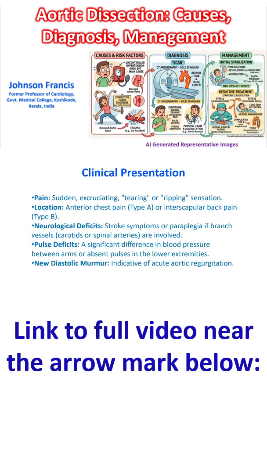The classic presentation is often described as sudden, excruciating pain, with a tearing or ripping sensation. Location is anterior chest pain in type A or interscapular back pain in type B. Neurological deficits, stroke symptoms, or paraplegia may occur if branch vessels are occluded, either the carotids or spinal arteries. Pulse deficits include a significant difference in blood pressure between arms or absent pulses in the lower extremities. A new diastolic murmur is indicative of acute aortic regurgitation.